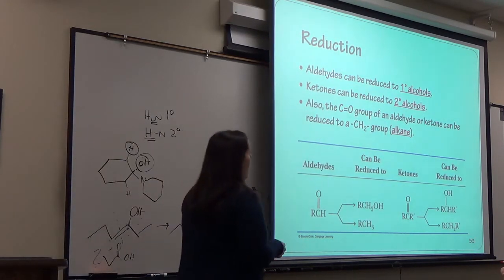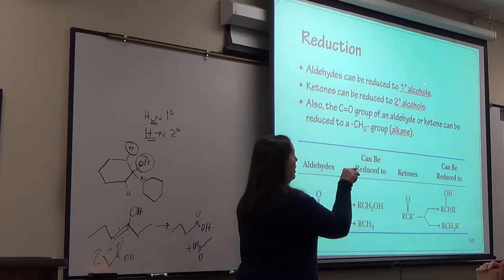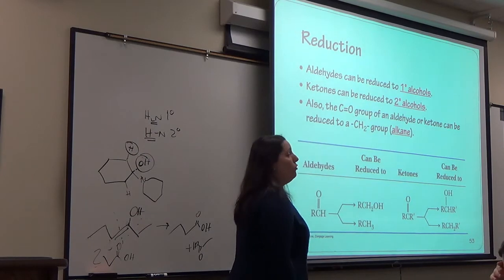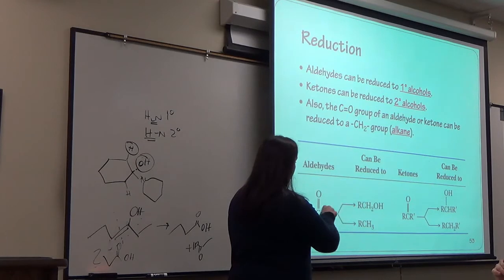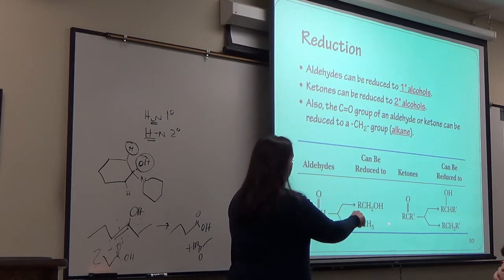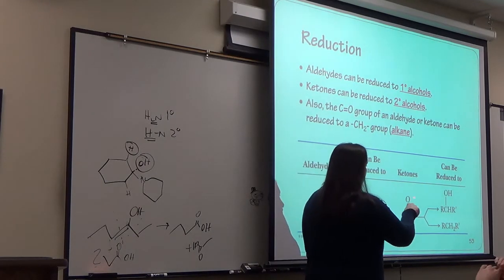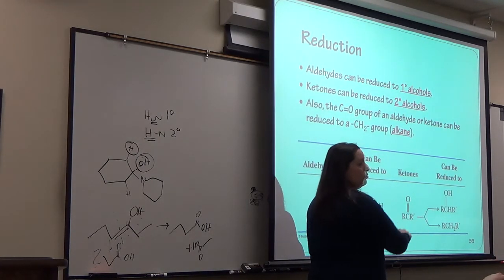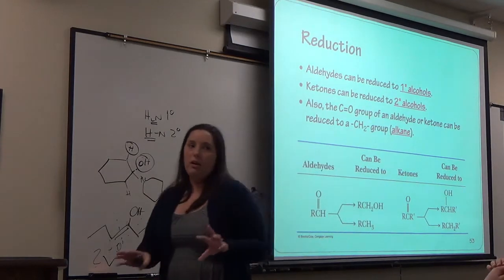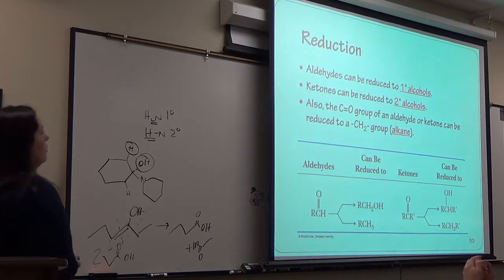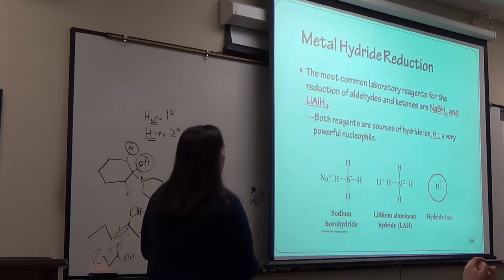Now, you don't always stop at the alcohols in the reduction. Under certain conditions, you can go all the way to the alkane and get rid of the alcohol altogether. So you can see the aldehyde here can be reduced to a CH3, and you can reduce the ketone to a CH2. So we'll see which reagents are going to be able to do alcohols versus alkanes. Does that make sense? So reduction, lots of different opportunities here for reduction.